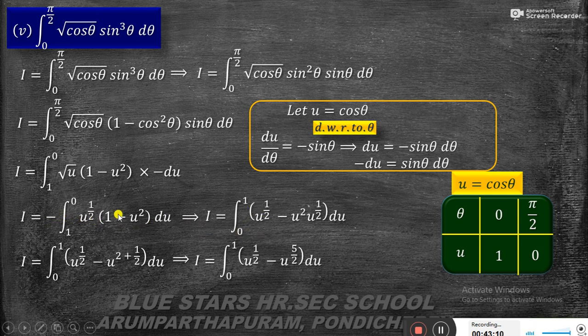Now u power 1 by 2 I multiply into the factor, so u power 1 by 2 minus u square into u power 1 by 2, du. So the next step, I equal to integral 0 to 1 u power 1 by 2, now we add the powers, u power 2 plus 1 by 2 into du. So the next step I equal to integral 0 to 1 u power 1 by 2 minus, just doing the cross multiplication, 2 2s are 4, 4 plus 1 is 5, 5 by 2 into du. So u power 1 by 2 minus u power 5 by 2 into du.